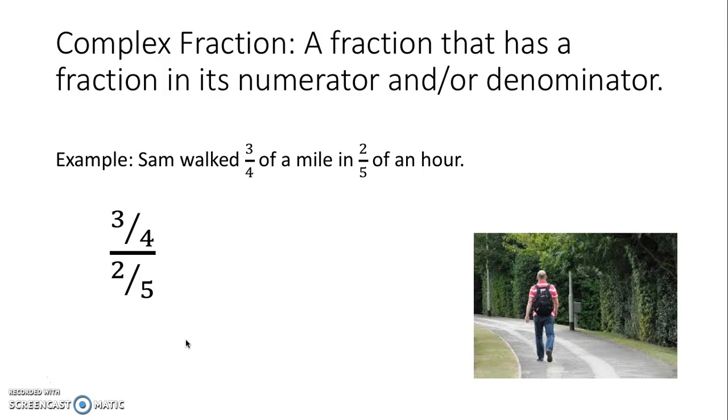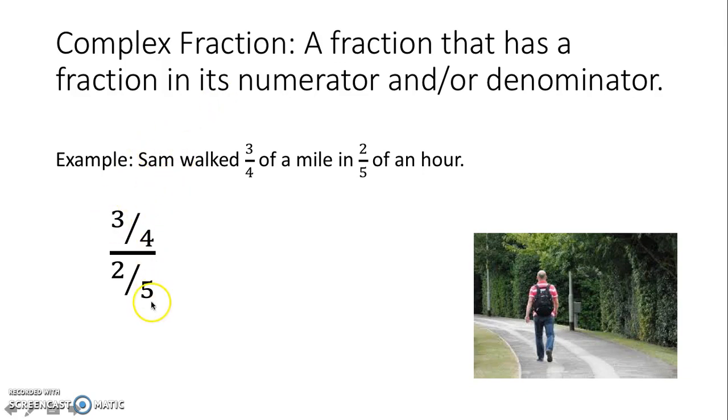Sam walked 3/4 of a mile in 2/5 of an hour. When we write that, we write 3/4 over 2/5. You see that there is a fraction within a fraction. 3/4 is a fraction, 2/5 is a fraction, and we put it together because it's a rate, its own fraction. So it's a complex fraction. There are multiple fractions within a fraction.